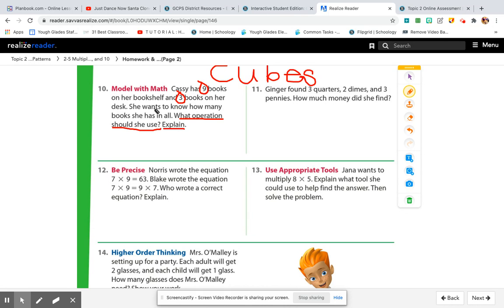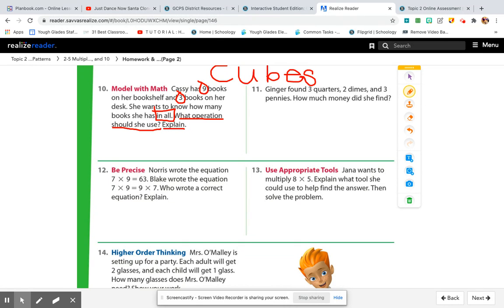So in all is definitely something we need to box up. And how many books she has in all. So that means we need to combine. Now, do we just need to combine 9 and 3 to get our answer? Or do we have equal groups here? We are now evaluating the problem. We know that when we see an all, we know we're combining groups.